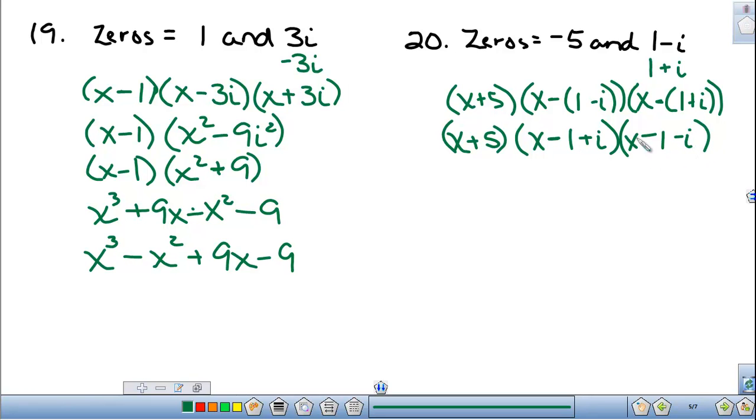It'd be safe just to multiply these first and then add that to it, just like when we did the last problem. To do so, you're going to start with the x and you're going to distribute it down the line. Then you're going to move to the negative 1, do the same thing, then the i, and do the same thing.